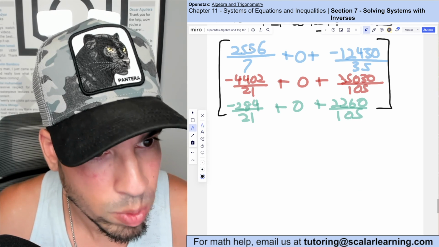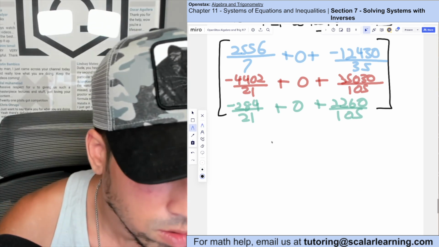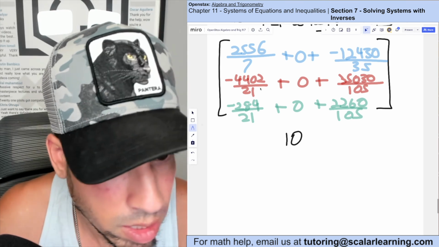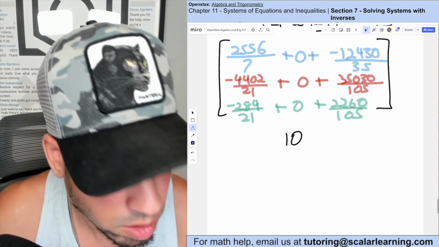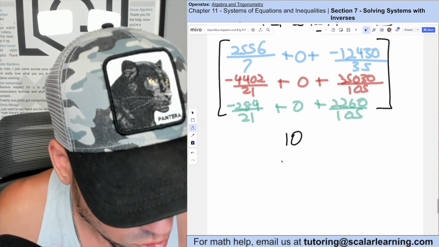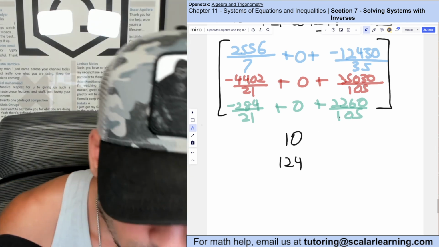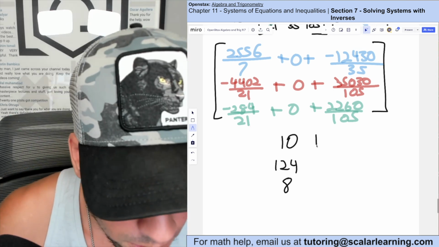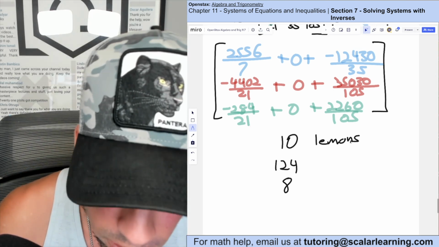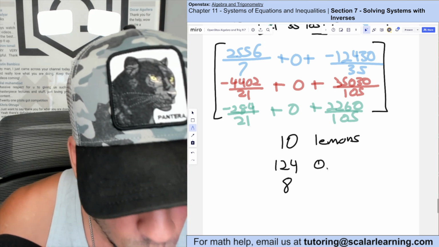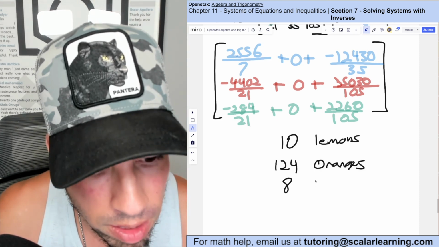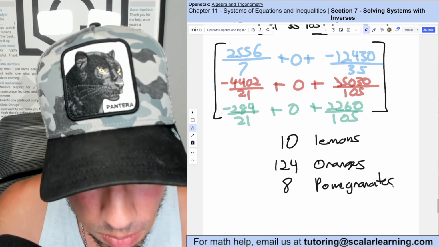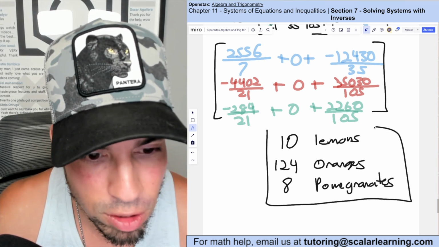Okay, once we simplify all of this, we get 350 over 35, which is 10. We get 13,020 divided by 105, which reduces to 124. And then we get 840 over 105, which reduces to 8. And that's going to be 10 lemons, that was our x, 124 oranges, that was our y, and 8 pomegranates, which was our z. And that's how you do it.